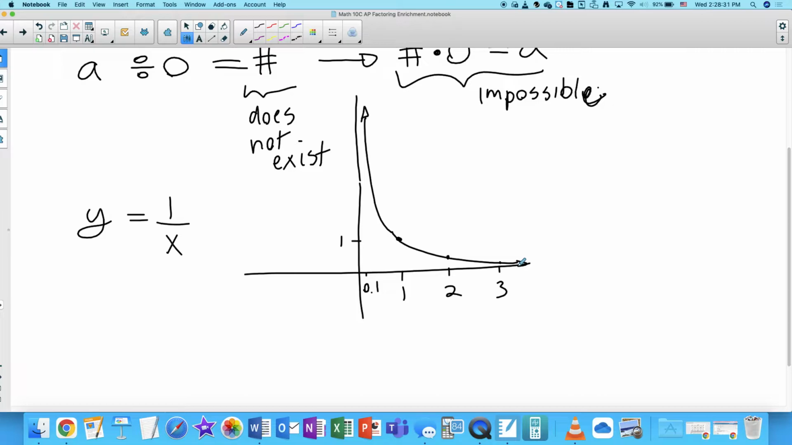Now, what happens if I go from the negative side? If my number is -1, -2, -3, what's 1 over -1? -1. So here, y would be -1. What's 1 over -2?